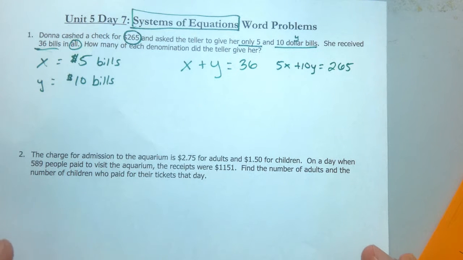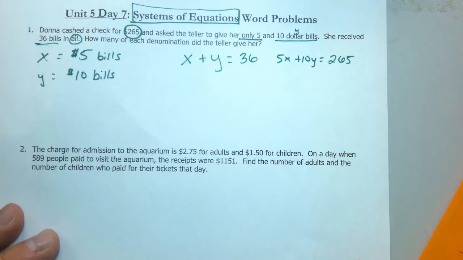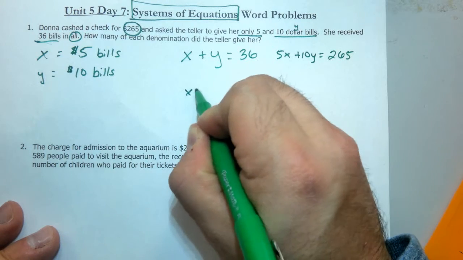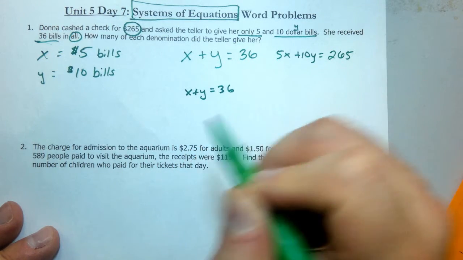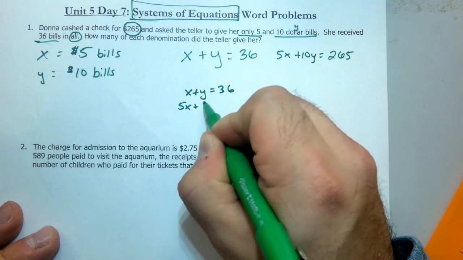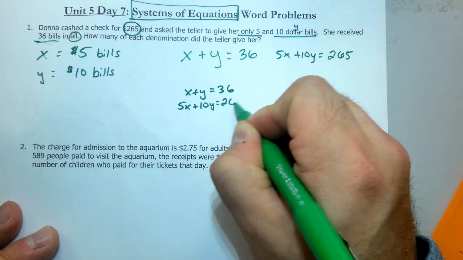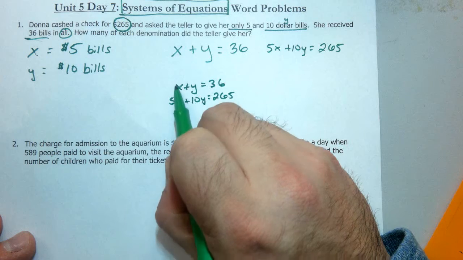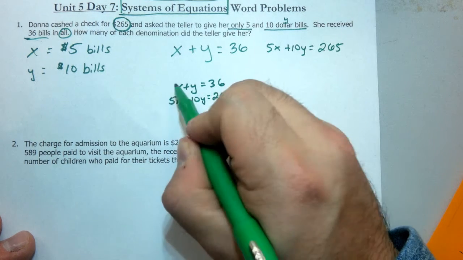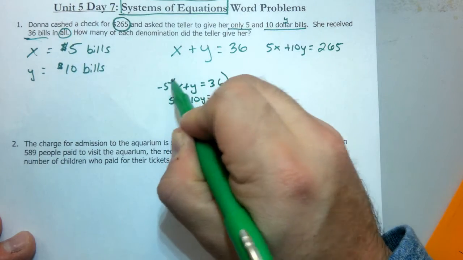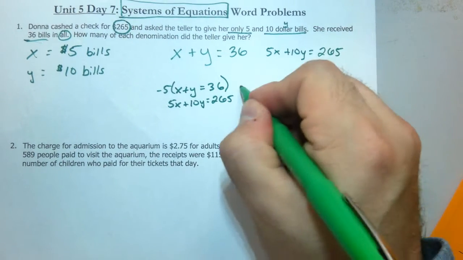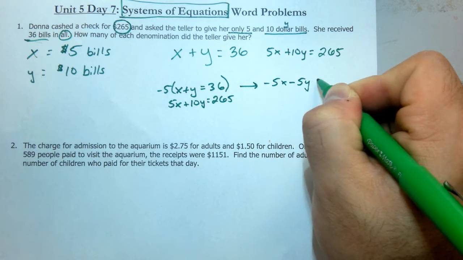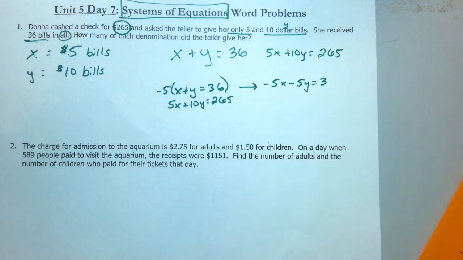Now how you solve these depends on how you want to solve them, but I'll do elimination here, just to show you that you can. I'm going to rewrite these equations so that it's neat, and stack them above each other. I'm going to cancel out the x's, so I want this to say negative 5x. So I'm going to multiply the entire top equation by negative 5, and this would become negative 5x minus 5y equals, oops, it doesn't equal 36.